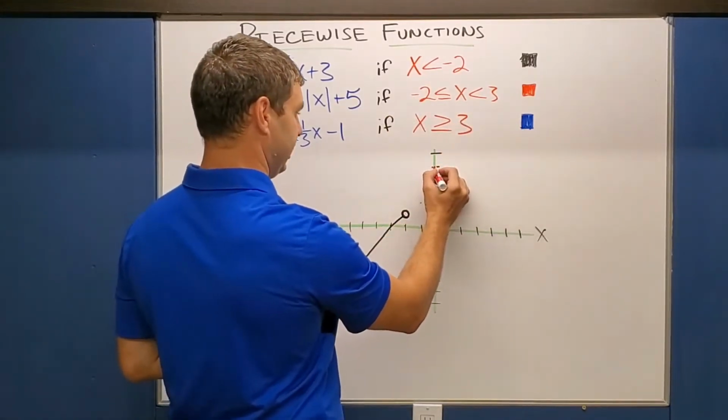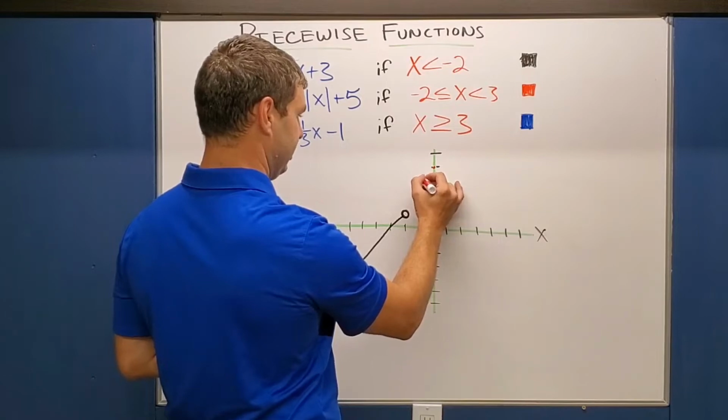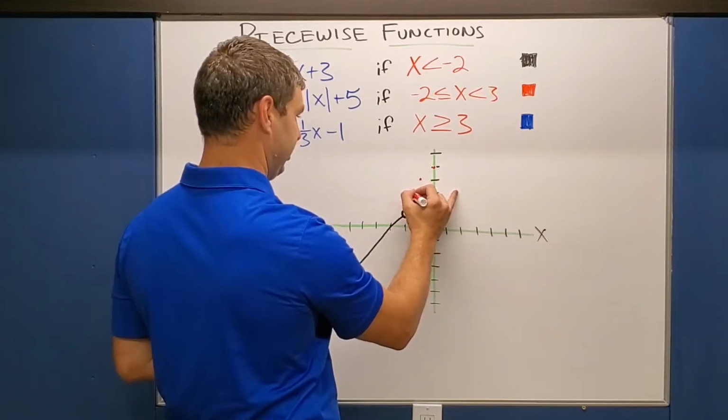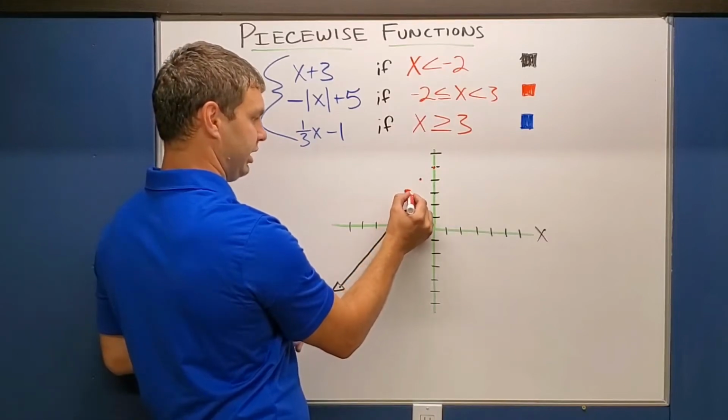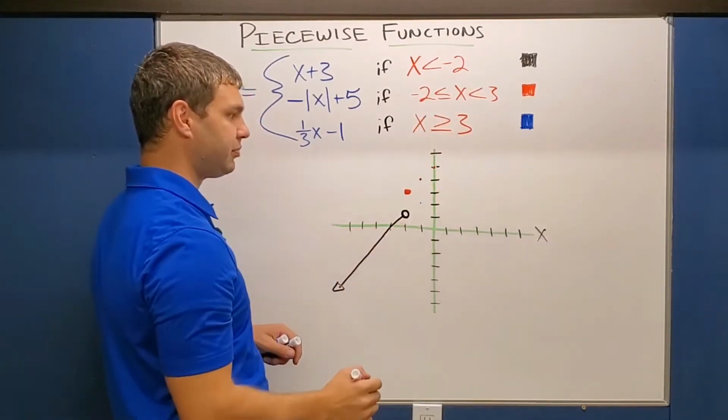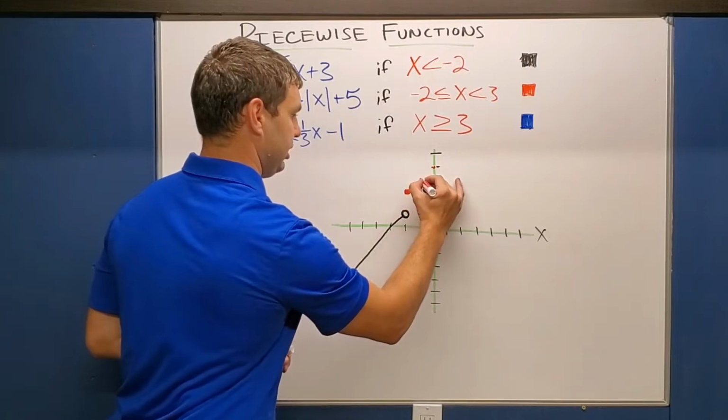So let's see what that would look like. If I go down and to the left, then down and to the left, that'd be there and there. And then I'm at -2. At -2, I'm going to have a closed dot because this is less than or equal to. I'll draw the line here.